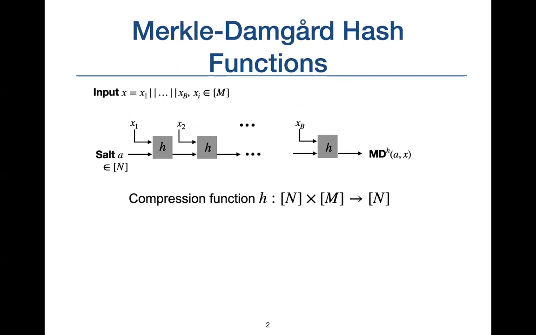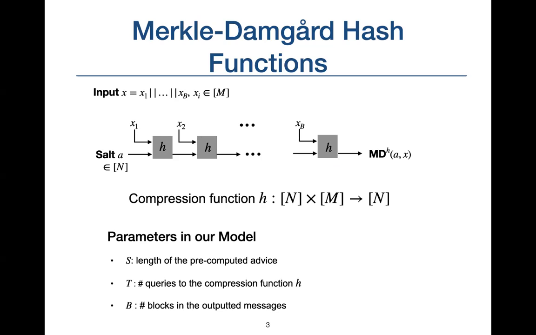To understand what I mean by bounded length collisions, let me first present the Merkle-Damgard construction. These constructions use a compression function H that takes fixed-sized inputs and outputs strings of fixed length. The construction takes salt and message as input. The message is broken into blocks of fixed size. So for the example in this diagram, the message X is broken into B blocks, X1 through XB, and then H is applied iteratively on these blocks.